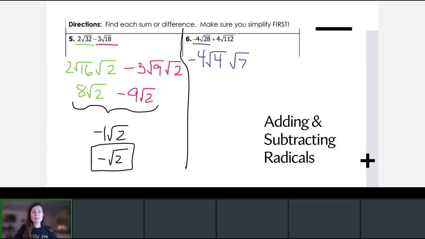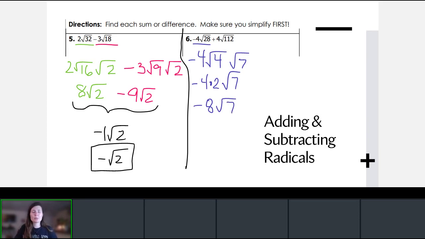So this is going to give us negative 4 times the square root of 4, which is 2. I'm actually writing this one more steps out here. So we have negative 8 root 7. That's our first term. Okay, now this second term.